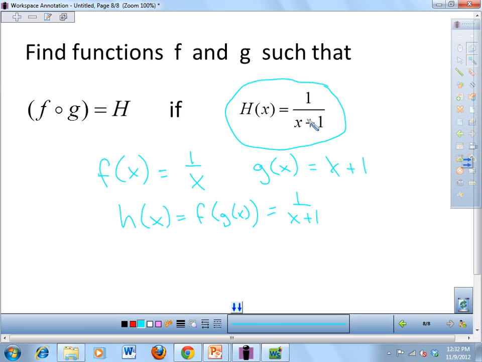See that? Okay. So for instance, another thing you might see is sine of 2x. Say y equals sine of 2x. What can I do? f of x would be sine of x, and g of x would be what? 2x. And then I could write that y is equal to f of g of x.